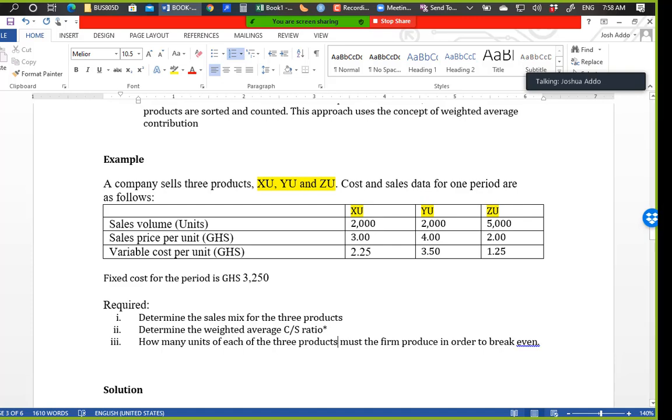Or simply calculate the break-even position, break-even quantity, break-even sales of this organization, the organization combined. So he's not asking you to take a single product, do break-even analysis, come and take another one. No, you have to do all of them combined. So that is what I gave you the overview of. So let's now learn the approaches.